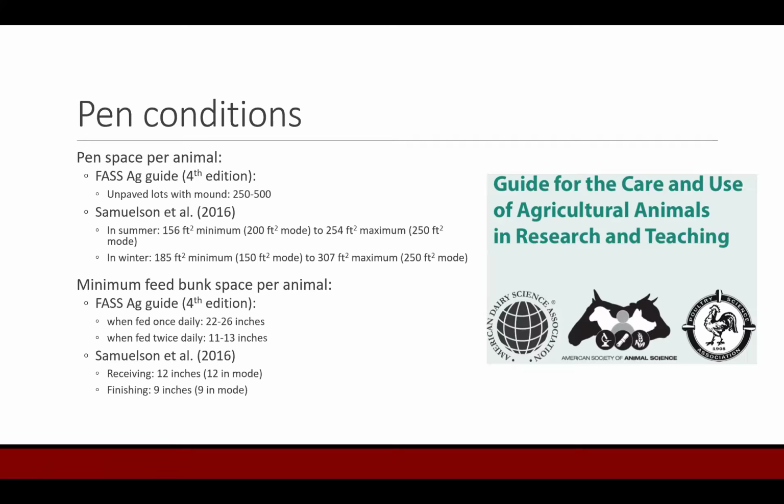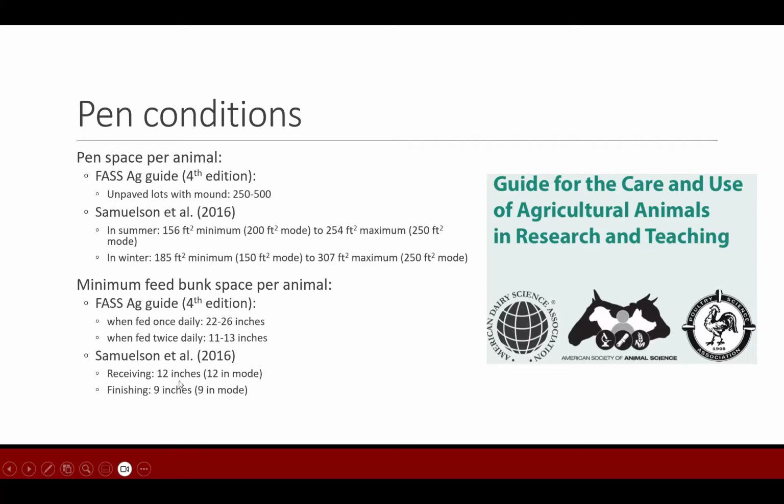All right. Feed bunk space. We talked about this in our backgrounding lecture about how bunk space could impact how many cattle can access the bunk at one time and actually consume at the same time. This is linear bunk space per head. According to the Ag Guide, when fed once daily, we need to allocate 22 to 26 inches. When fed twice daily, we need to allocate 11 to 13. Okay.